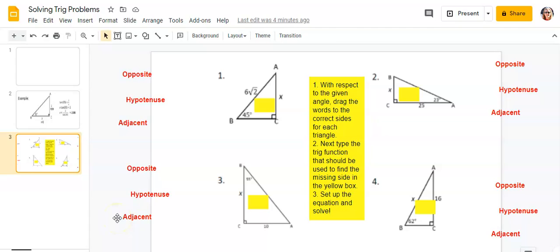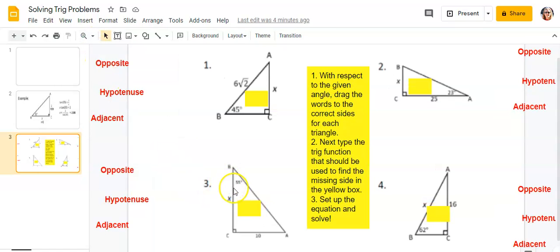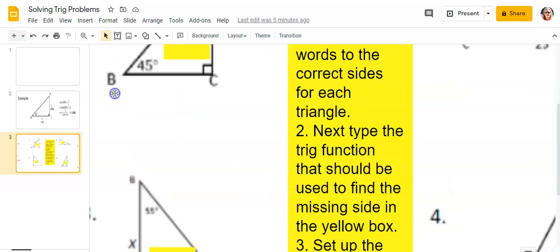All right, so let's go here. The second slide where you're going to be doing all your work, you're only doing 4 problems. First of all, if you are having a hard time reading these angles, go up here to the spyglass and you can make it a lot larger. Okay, I could even make it bigger. I know it's blurry, but you can tell that's a 55.